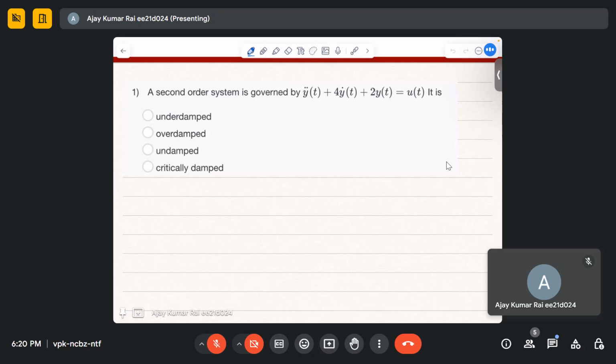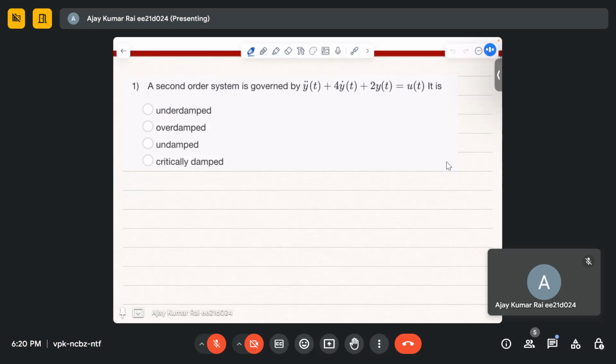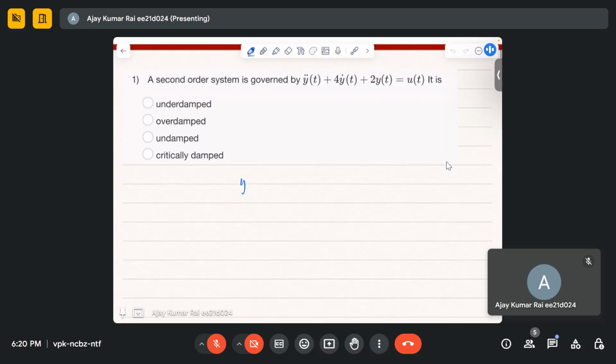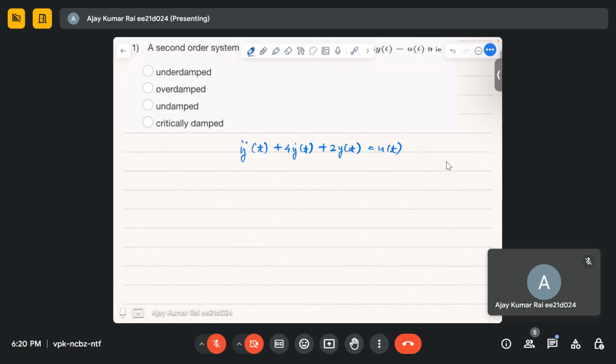I'll read the question. The initial questions are simple, based on second order systems. The second order system is governed by this equation. You have to find out whether the system is underdamped, overdamped, undamped, or critically damped. First, let me write the equation. If this is a second order equation, then your zeta should be between 0 and 1.